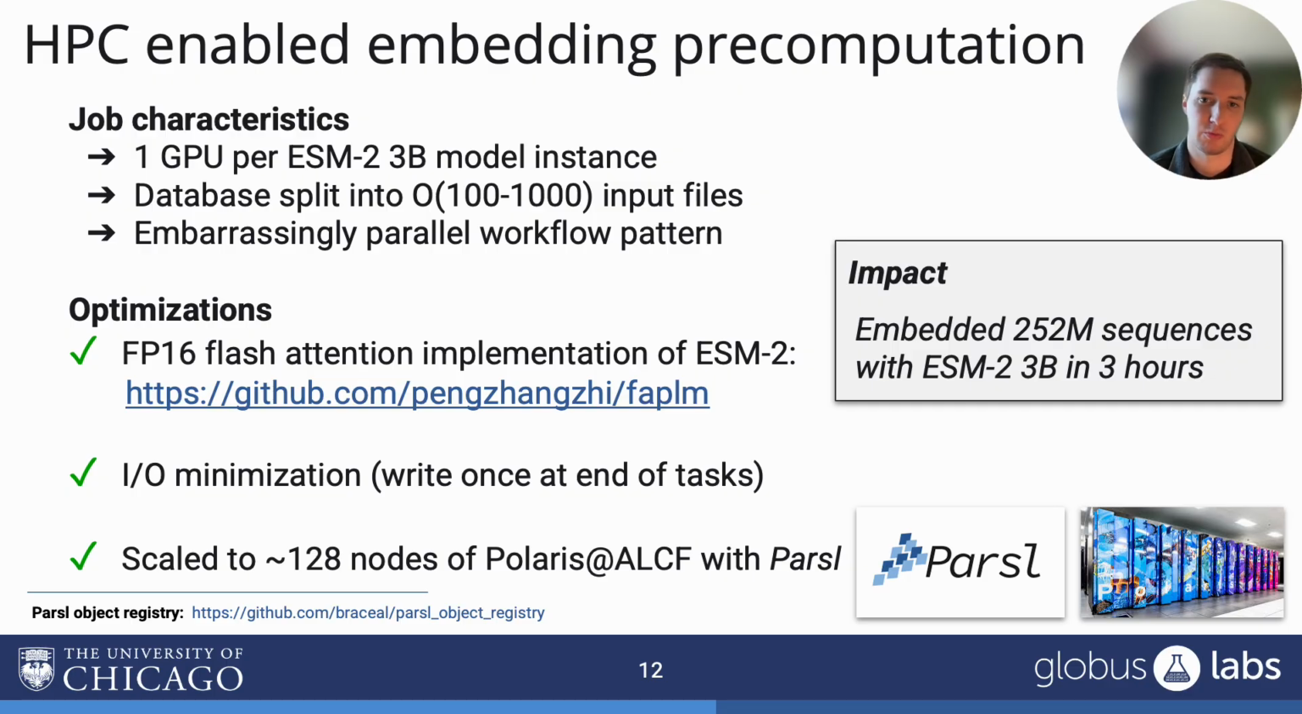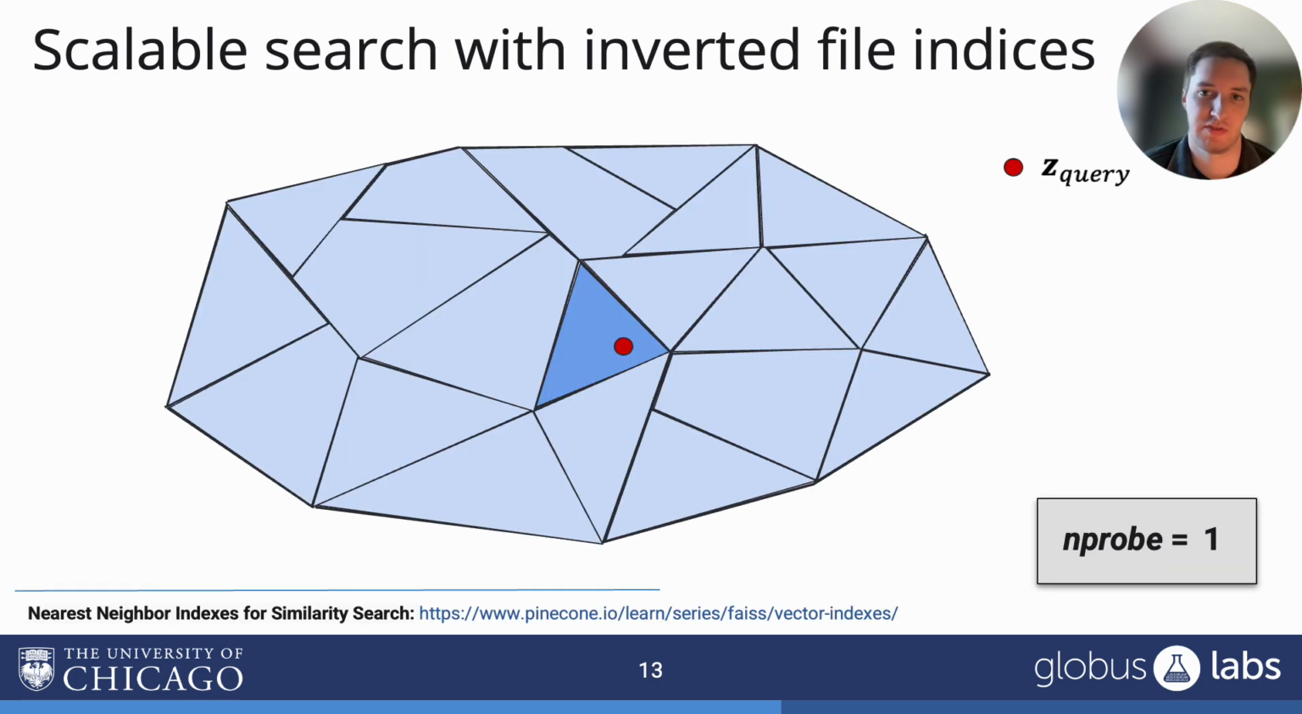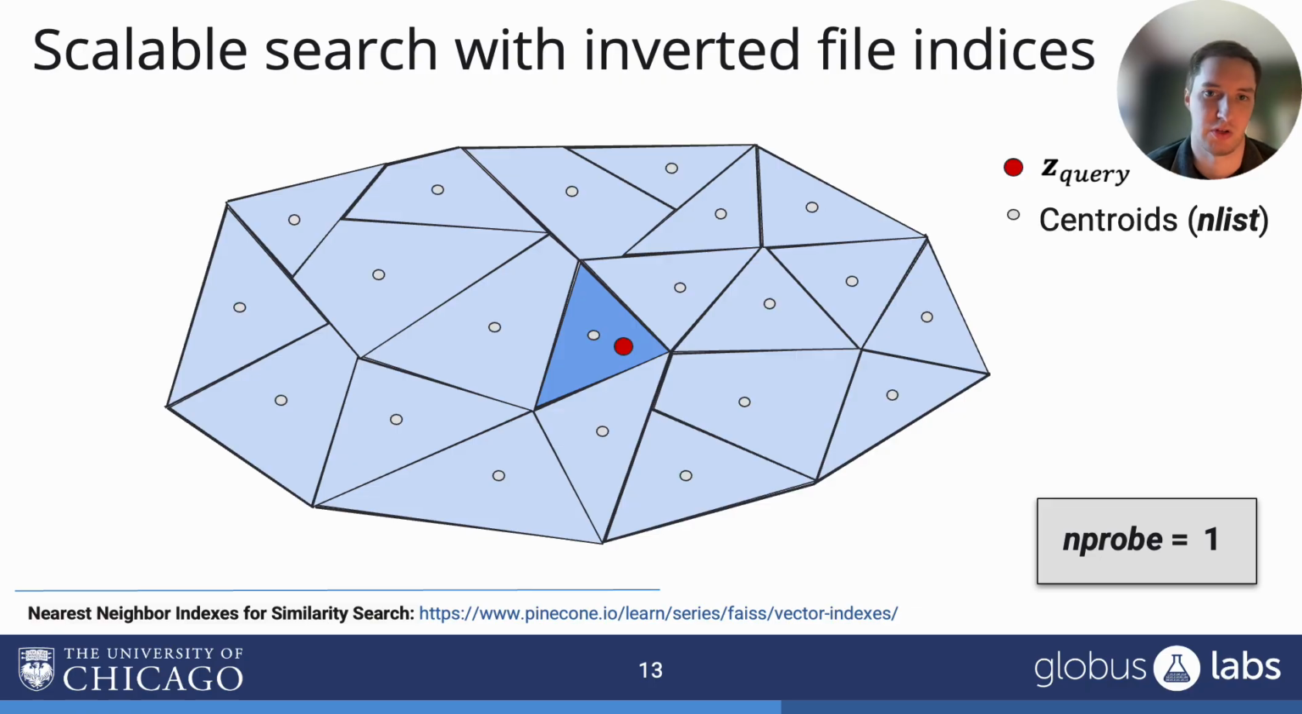which gives us an overall throughput capable of processing 1 billion sequences in less than a day within a single job. Once embeddings are computed, the next phase is search. In order to scale to billions of sequences, approximate search strategies must be used to achieve a reasonable time to solution. The strategy used here is referred to as an inverted file index, which first partitions the entire protein space into a set of bins, each represented by a centroid.